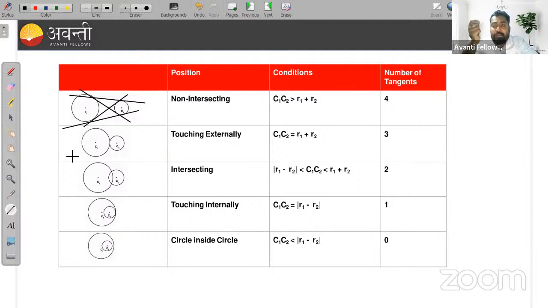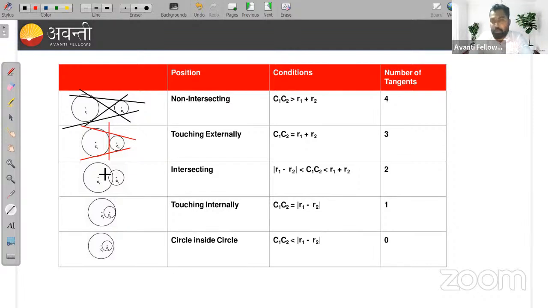So in this case, we can draw three common tangents. How? You can see here, one common tangent is here, another is here, and third one is here. Clear to everyone? So in the second case, how many common tangents can you draw? Three common tangents we can draw when one circle touches another circle externally at a single point. Okay.